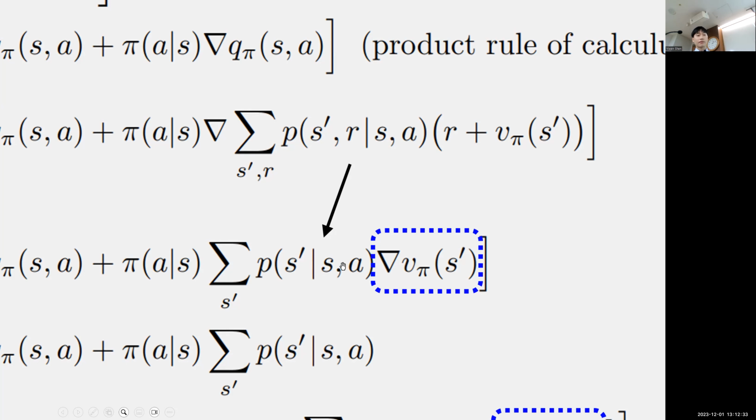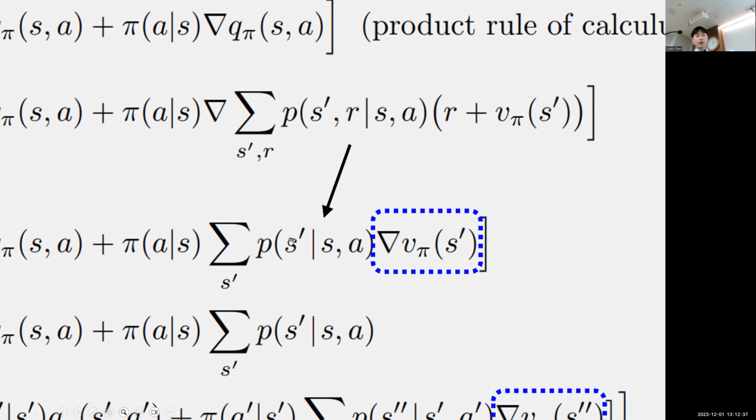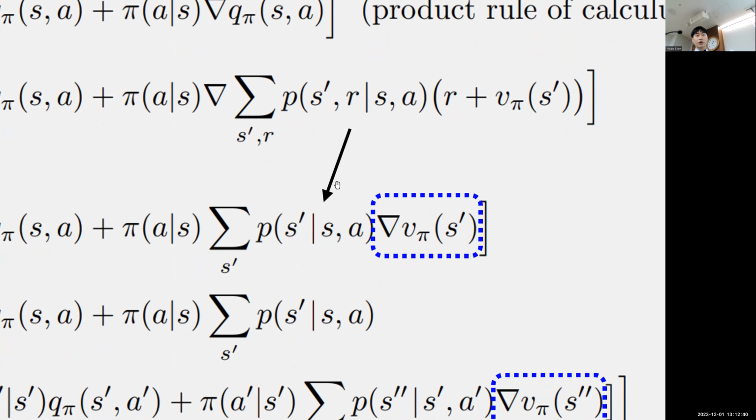So you will see the transform, right? This part will disappear because we do the gradient. This part will be 0. Then we move this gradient to here, which is the gradient of V pi S prime. And the dynamics also changed because the rewards have already been decided.